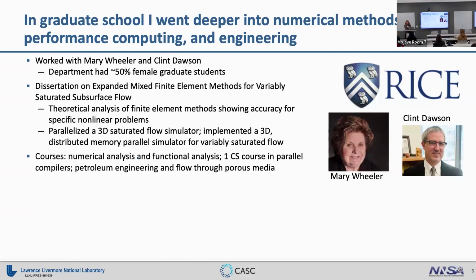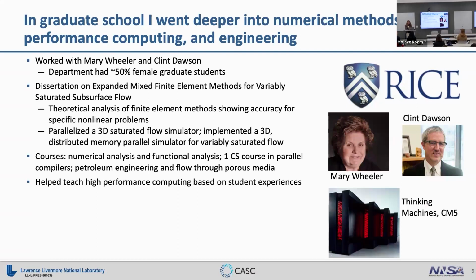I took courses in numerical analysis and functional analysis. I took one computer science class in parallel compilers. So for somebody who had no computer science in undergrad, I did some auditing of algorithms and compilers, and then I took a graduate level parallel compilers class, and I wrote a dependence analyzer for Trent. That builds character. And I took some petroleum engineering and flow through porous media classes.